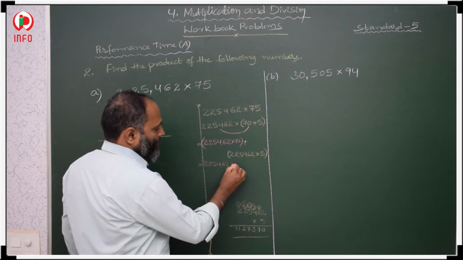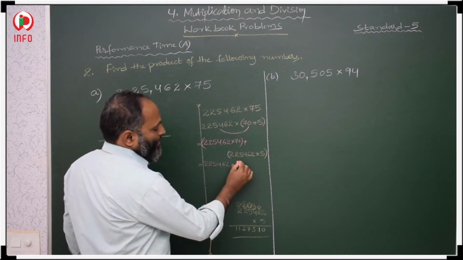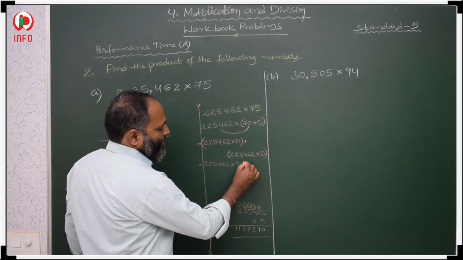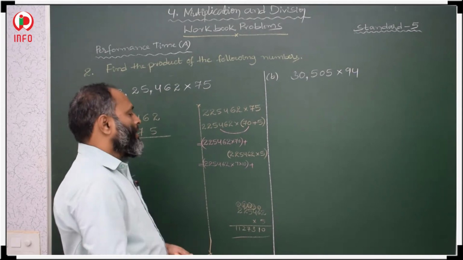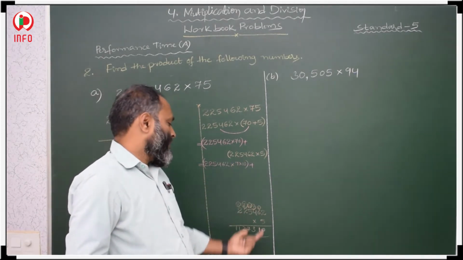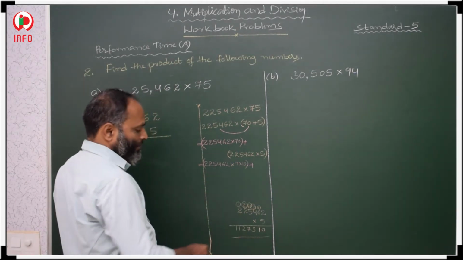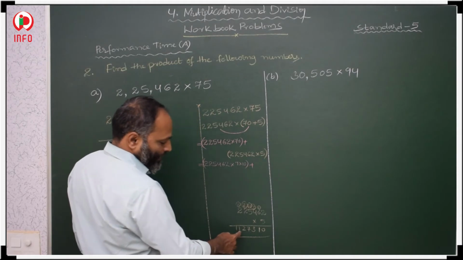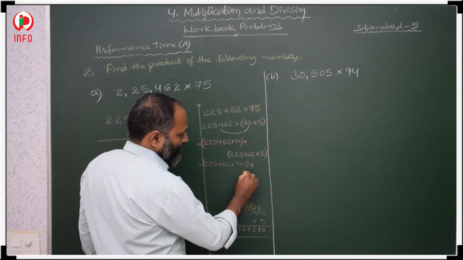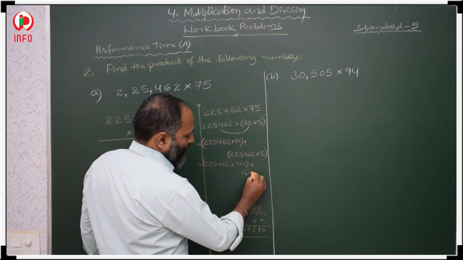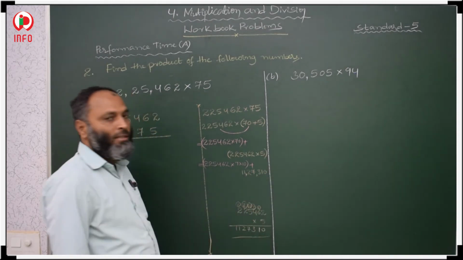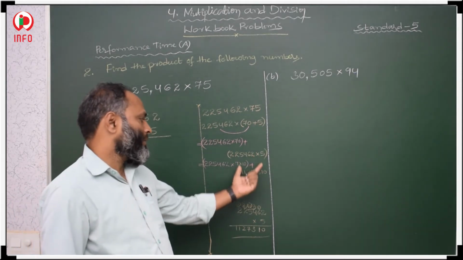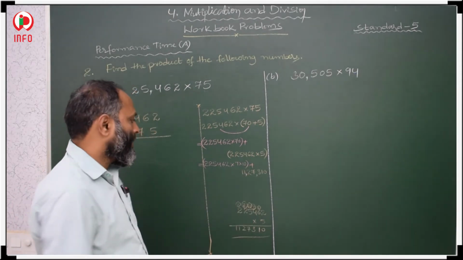2,25,462 into 70 means 7 into 10. 7 tens are 70. So these two products we find. So what is our answer? 11 lakhs 27,310. So this is our product. Which one? This one.